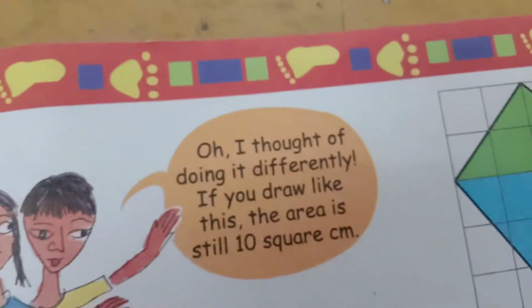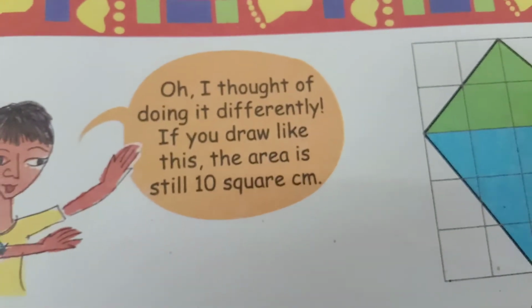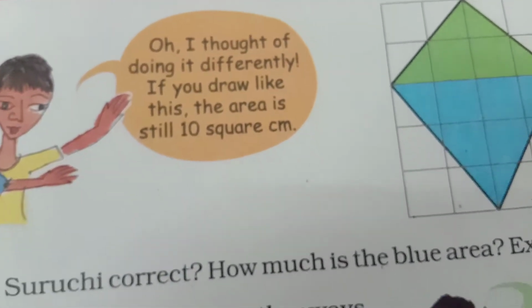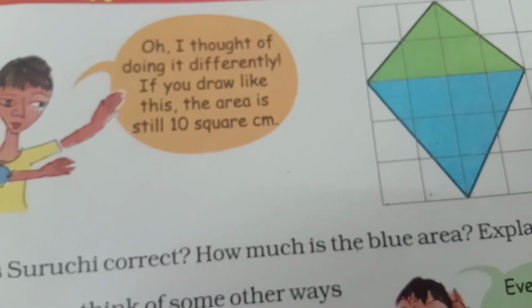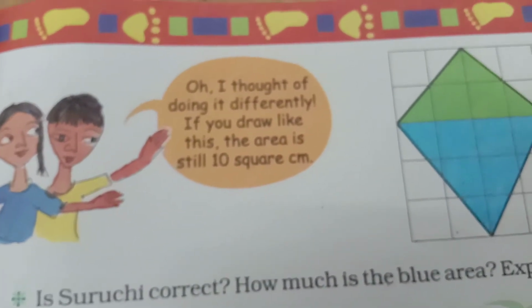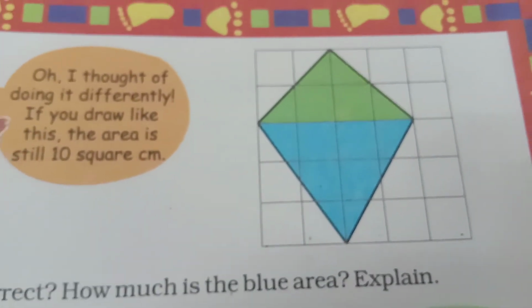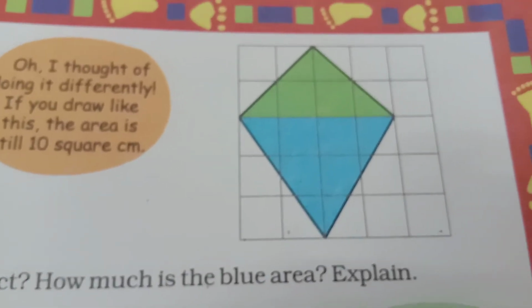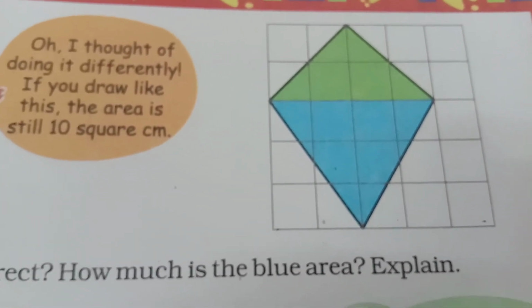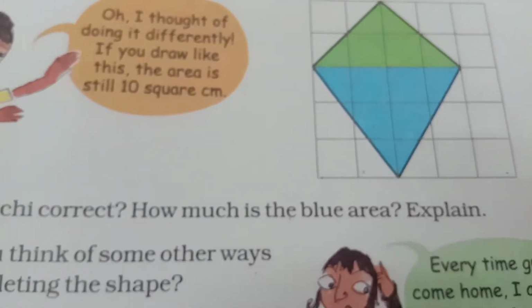Now page number 43. Oh, I thought of doing it differently. If you draw like this, the area is still 10 square centimeters. So here Suruchi tried another way. She thought of filling it this way, and she found that in this case also the area is the same, 10 square centimeters. Like this we can draw in many ways.